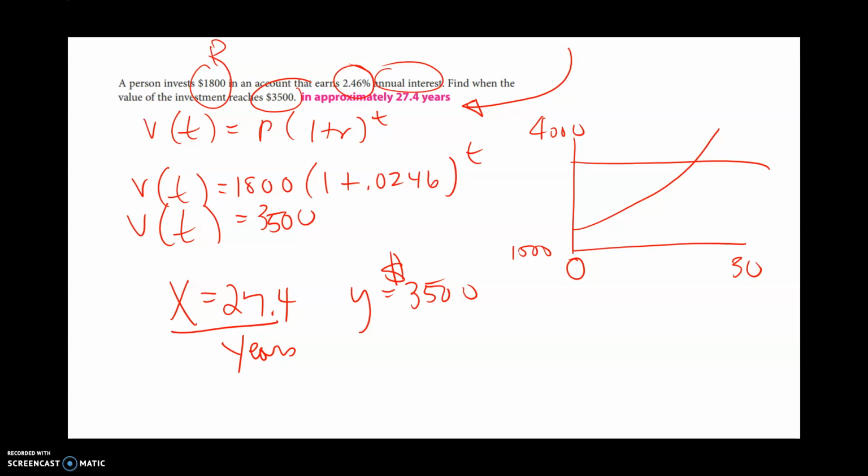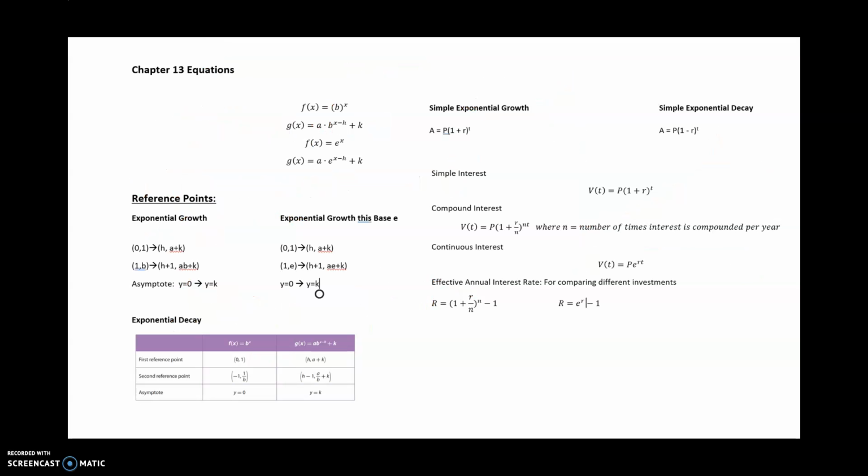Now I just want to spend a second on this. When you go through your quiz, you will be given a sheet of equations: your basic growth and decay equations tying in A, H, and K. Reference points, whether you're using growth with the base e, or decay. Remember, we have slightly different reference points for decay. Over here we have simple exponential growth and simple exponential decay. These we used for story problems.